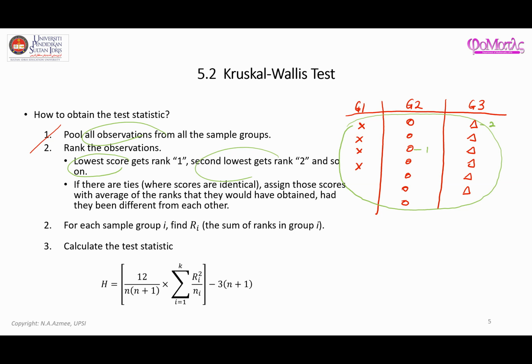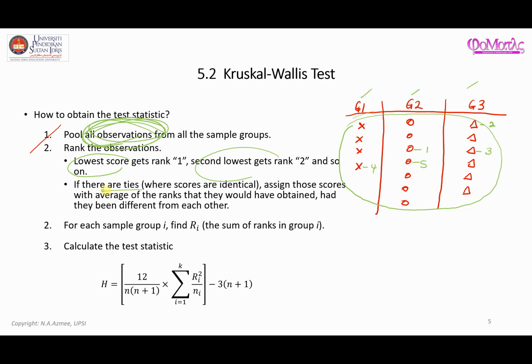So when you pool all the observations from the sample groups, you don't really care much about the groups here, but you're just considering them all together and ranking the observations accordingly, and so on. So this could be the position of 3, this could be the position of 4, this could be the position of 5. So you get the idea. So you will consider again all observations from all the sample groups.